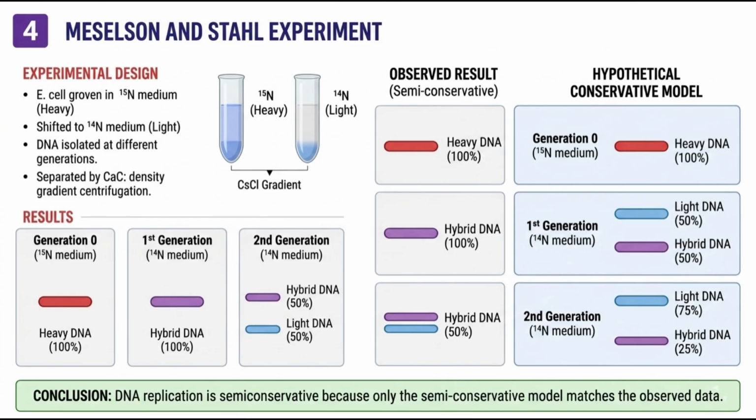In the first generation, only one intermediate density hybrid band appeared. This ruled out the conservative model because conservative replication should have produced one heavy band and one light band. In the second generation, one hybrid band and one light band appeared. These observations perfectly matched the semi-conservative model. Thus, the experiment conclusively proved that DNA replication is semi-conservative.